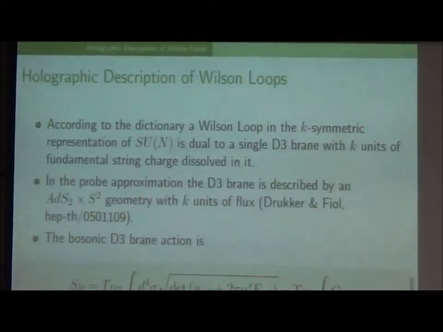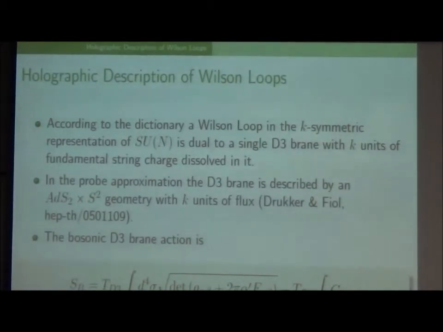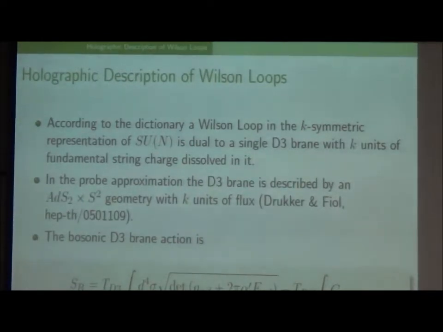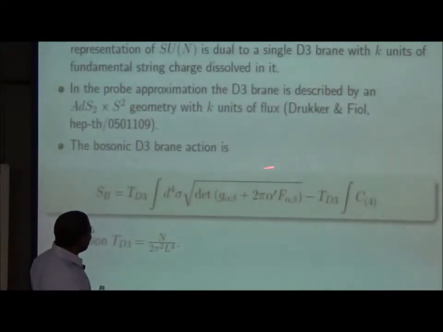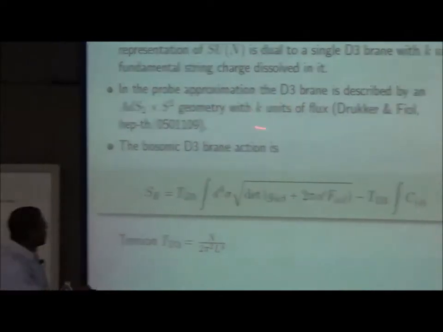I will avoid it. So let's look at the holographic description for the symmetric representation. That's a D3 brane. Here's the action for the D3 brane that you know and love. It has k units of flux. So sometimes people call this a string that dissolves in the worldvolume of the brane. All that language essentially means that you have k units of flux.